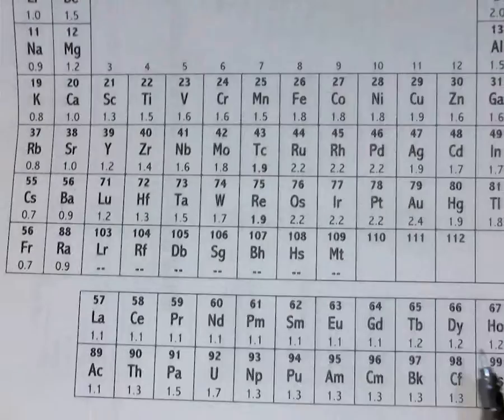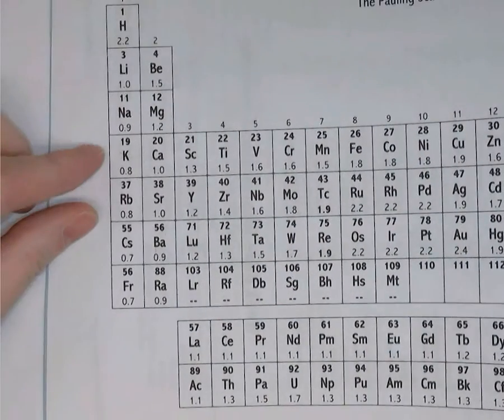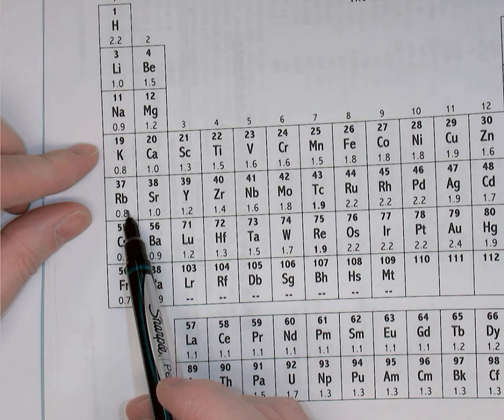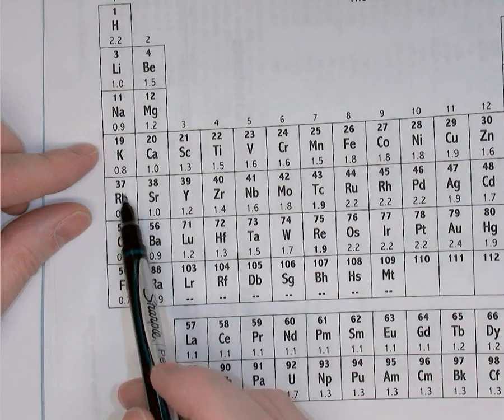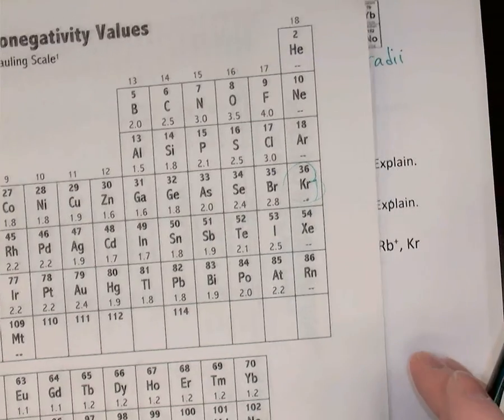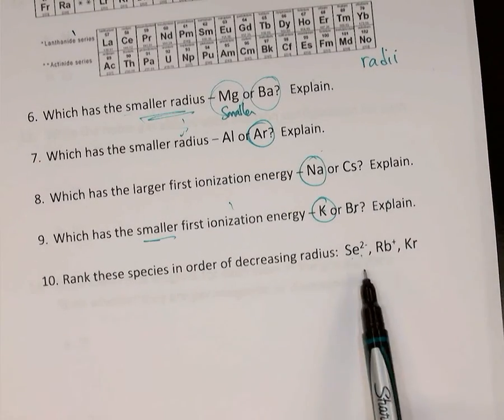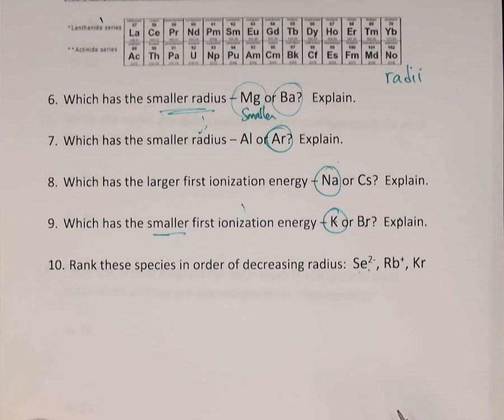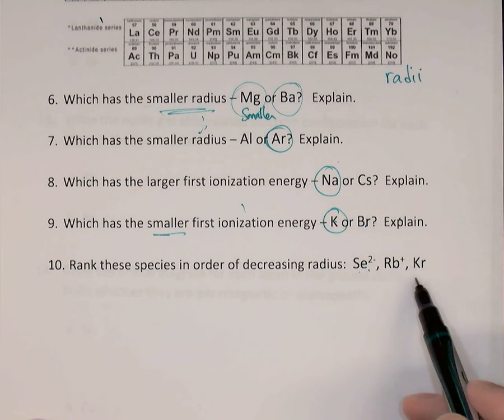The other element was rubidium positive. Rubidium is over here, element number 37. But if it's positive, it lost one of its electrons. So instead of 37 electrons, it has just 36. And that means rubidium positive also looks like krypton. So all three of these species look, in terms of their electron configurations, like krypton.